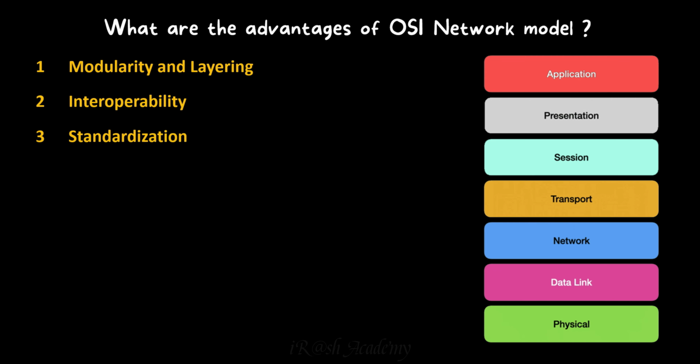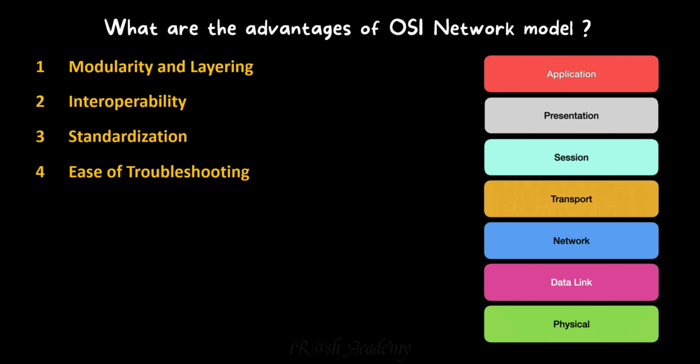Now point number 3, standardization. The OSI model is an international standard developed by the International Organization for Standardization, that is called the ISO. Its widespread adoption helps in creating a common language and understanding among network professionals globally. This standardization facilitates communication and collaboration in the development and maintenance of network systems.